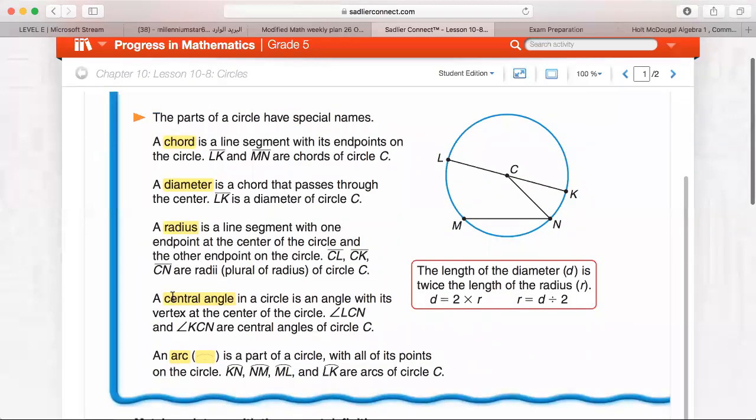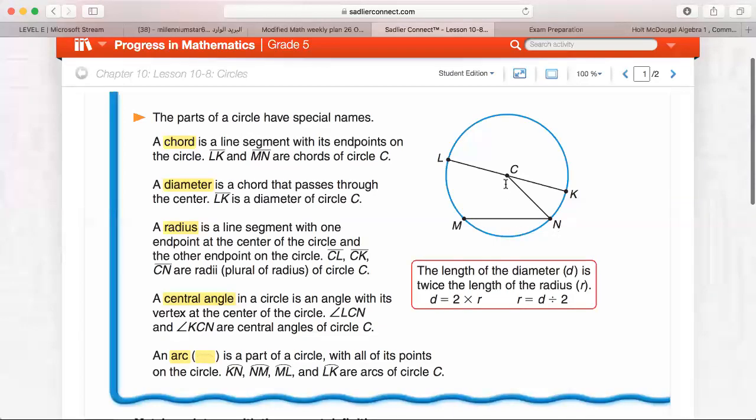A central angle. What is a central angle? A central angle in a circle is an angle with its vertex at the center of the circle, like angle LCN. So a central angle is the angle in a circle with its vertex at the center of the circle.